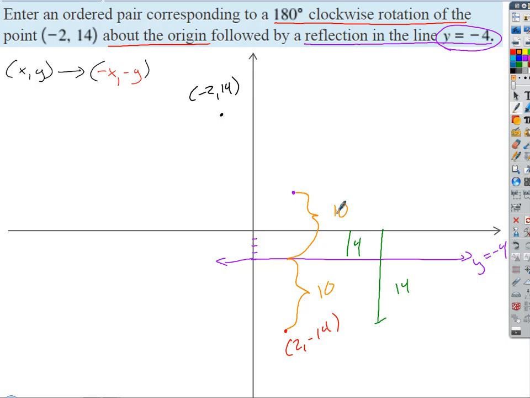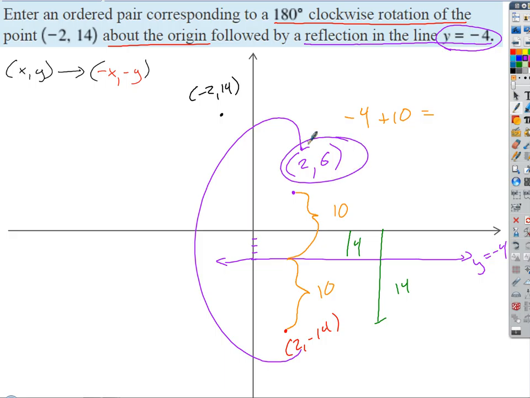So where do we end up? If we start at -4 and we add 10 to it, -4 plus 10 is what? 6. Yeah, so the y value must be 6, right? So we end up with coordinates. The x coordinate stays the same, right? So 2 stays 2, but the y coordinate becomes +6, right? And that's our answer. Okay?